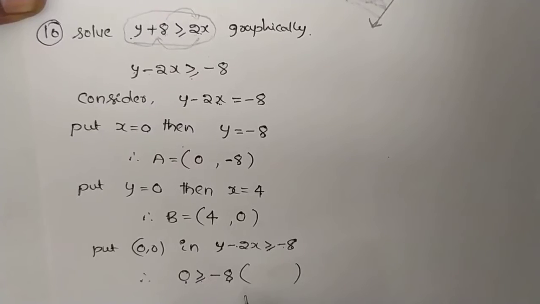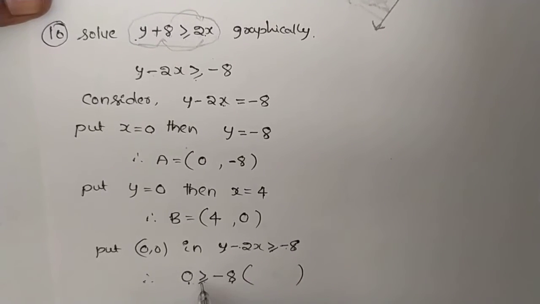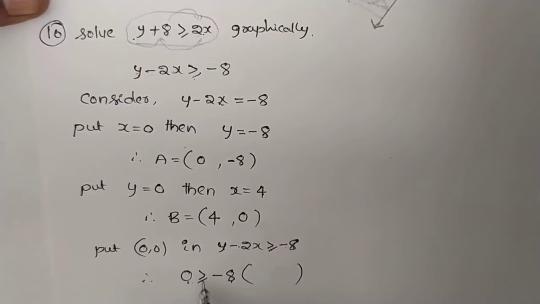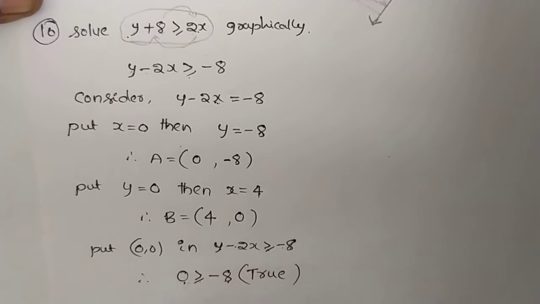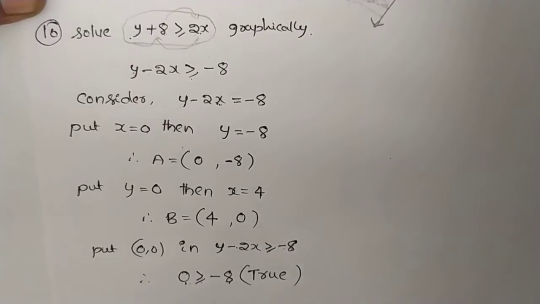Is this true or false? 0 is larger than minus 8. Is this true or false? Yes, it is true. If it is true, we have to shade towards the origin.